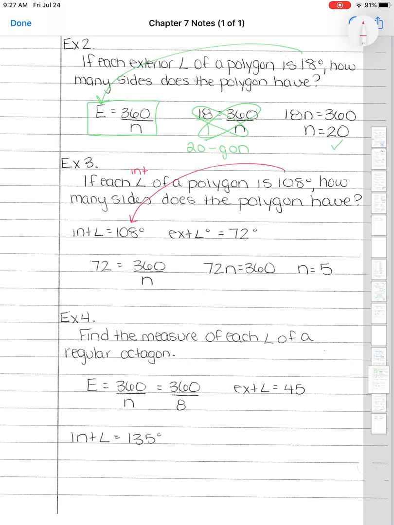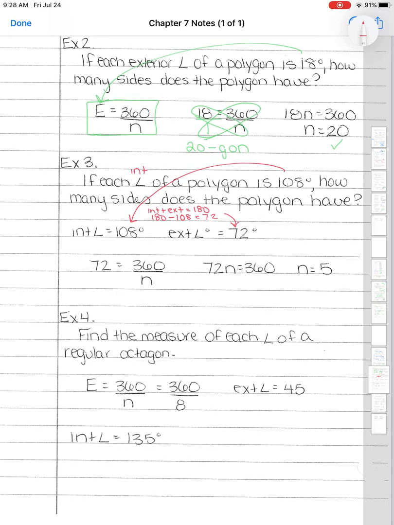All right, example number 3 says if each angle of a polygon is 108 degrees, how many sides does the polygon have? So if all it says is each angle, we're talking interior angle. So the 108 is interior. Now, again, we know that interior plus exterior equals 180. So I'm going to take it away. I'm going to do 180 minus 108 to get my 72, which is my exterior angle.